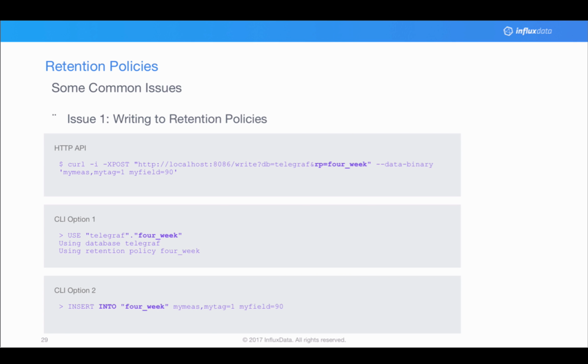So some common issues that you're going to run into when writing retention policies. It's very easy to create a retention policy and not write into it. That default keyword is a little bit tricky, and making sure that you're specifying your database and retention policy combo properly is very important. So there's an example of using the HTTP API to specify a retention policy. And then we've got a couple of different CLI options.